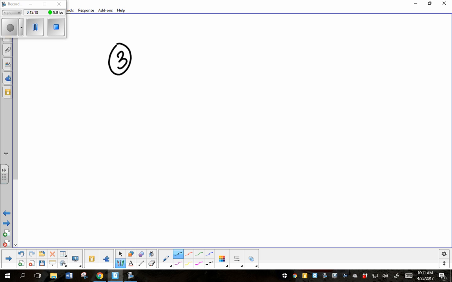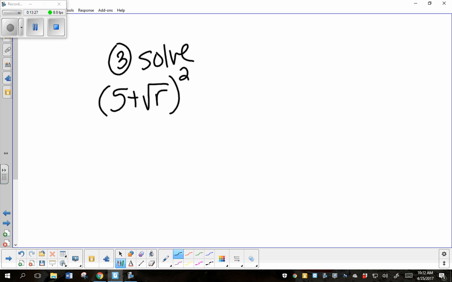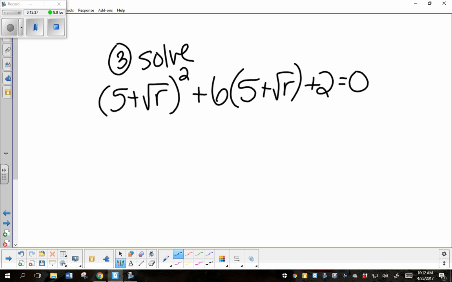Alright, third and last example, we are going to solve (5 plus root r) squared plus 6 times (5 plus root r) plus 2 equals 0. Think about what you would make u equal. Don't say it out loud yet. Just think about it.